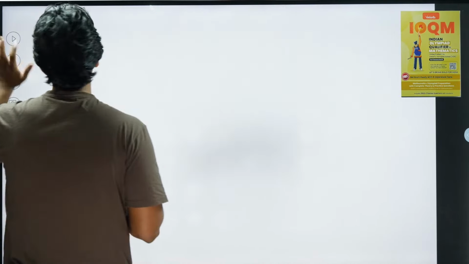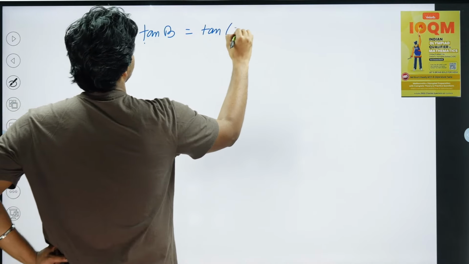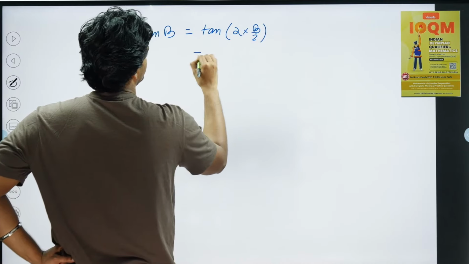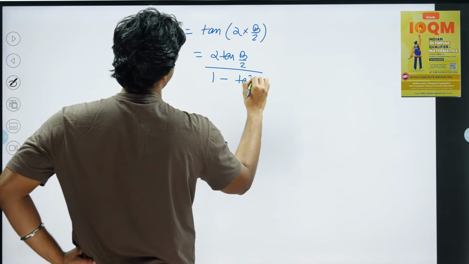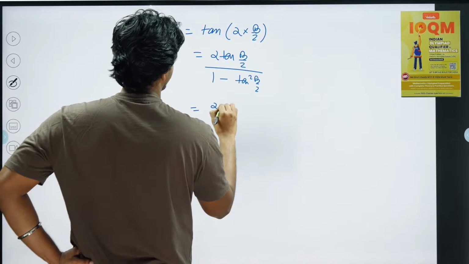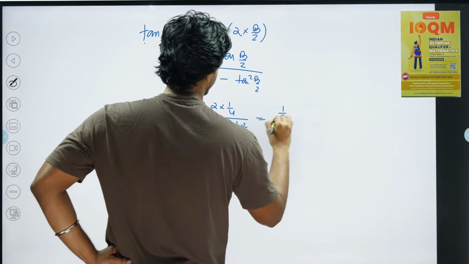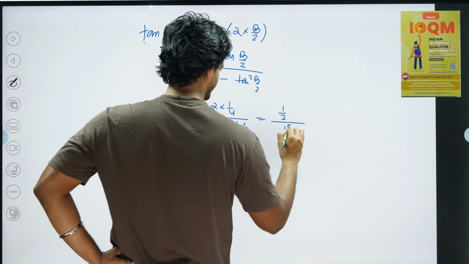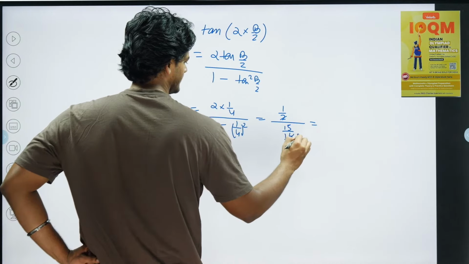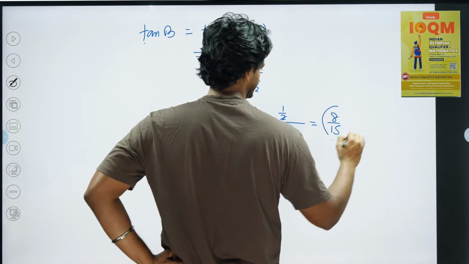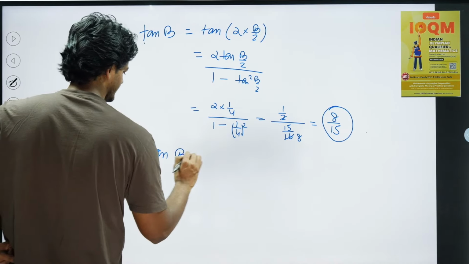From this we will find tan B, which is simply tan 2 times B by 2, 2 tan B by 2 by 1 minus tan square B by 2, 2 into 1 by 4 by 1 minus 1 by 4 square, 1 by 2 by 15 by 16, that should be 8 by 15. So our tan B is 8 by 15.